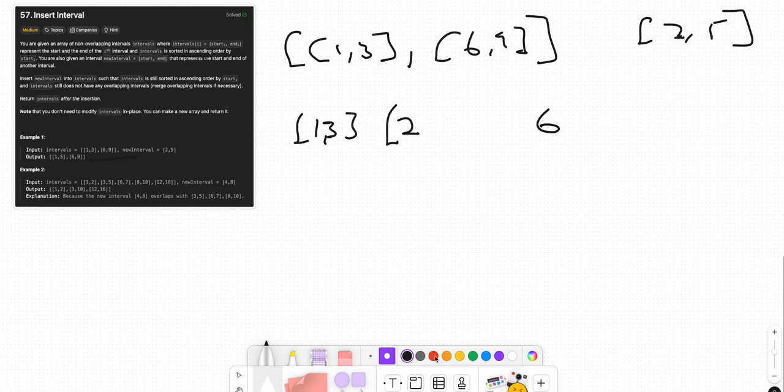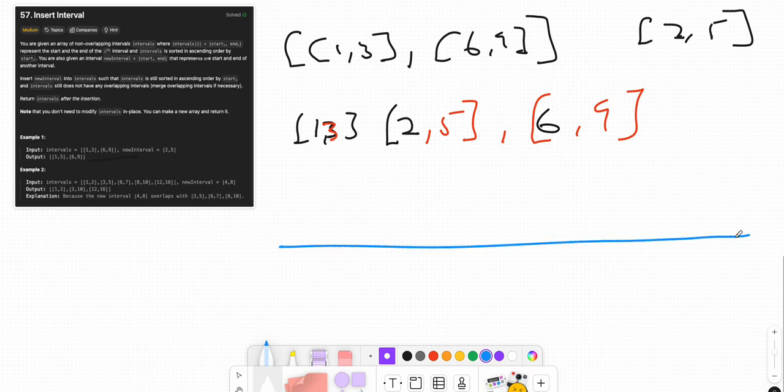The counterpart for 2 is 5, and for 6 the counterpart is 9. It's the same thing. Let me explain it like in primary school and draw a number line: 1, 2, 3, 4, 5, 6, 7, 8, 9, 10.